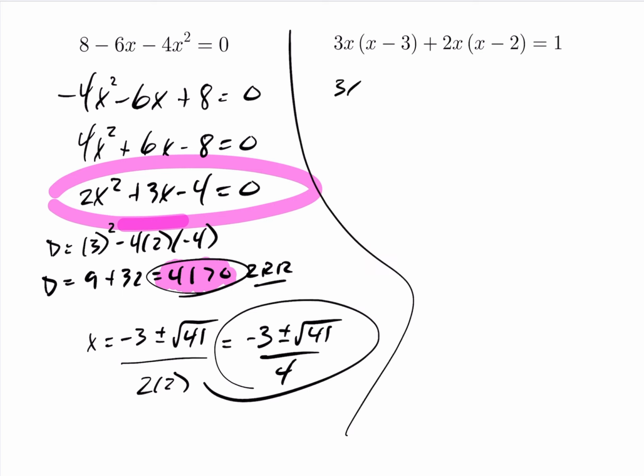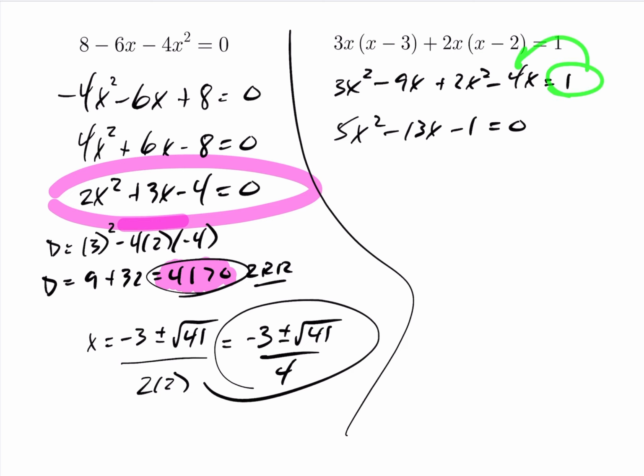This is going to be expanding this out. We get 3x squared minus 9x plus 2x squared minus 4x equals 1. Collecting like terms, we get 5x squared minus 13x minus 1 equals 0. Again, I brought the 1 on the right-hand side to the left-hand side here.